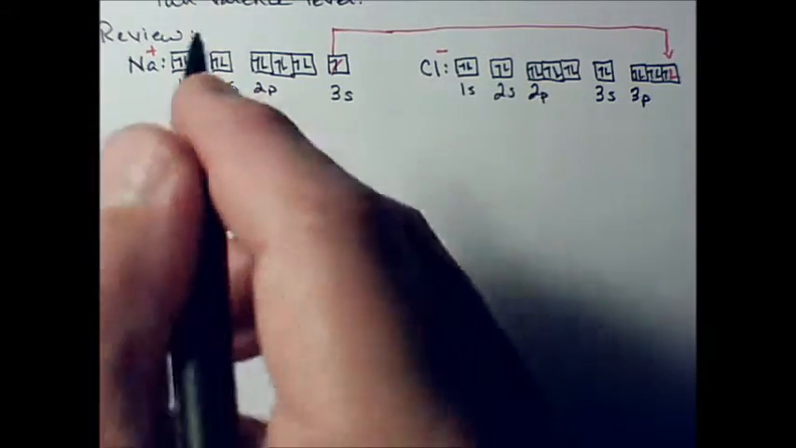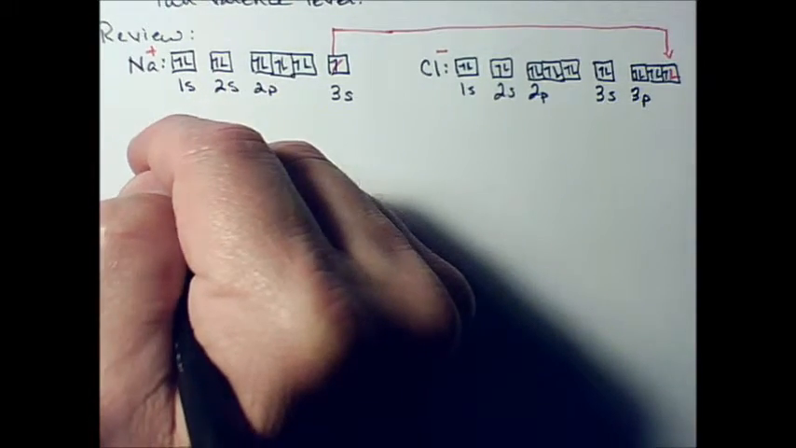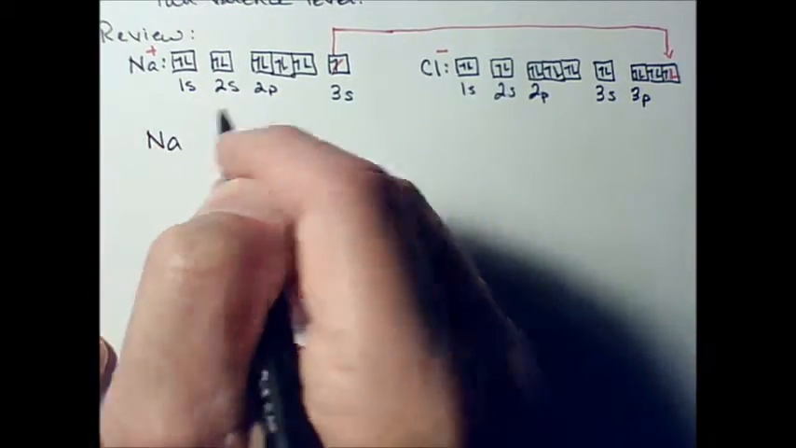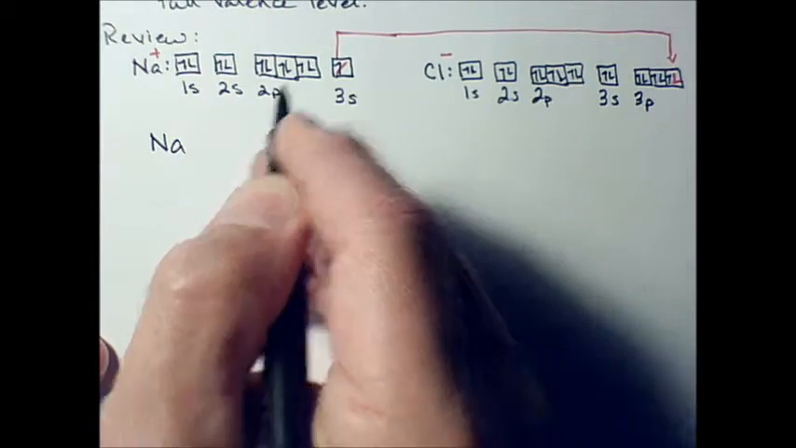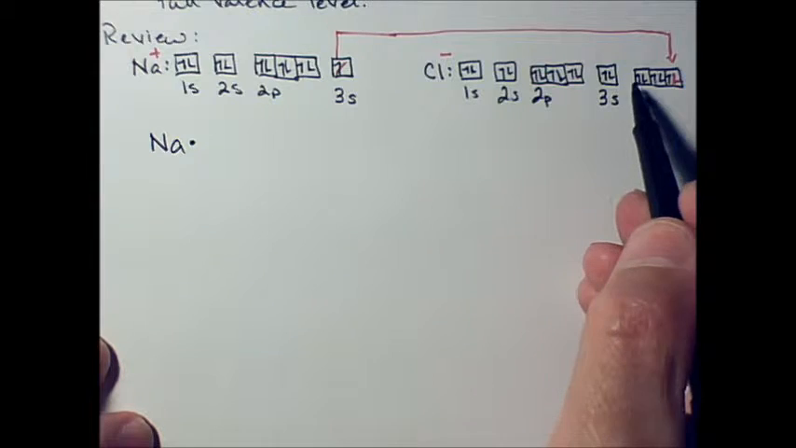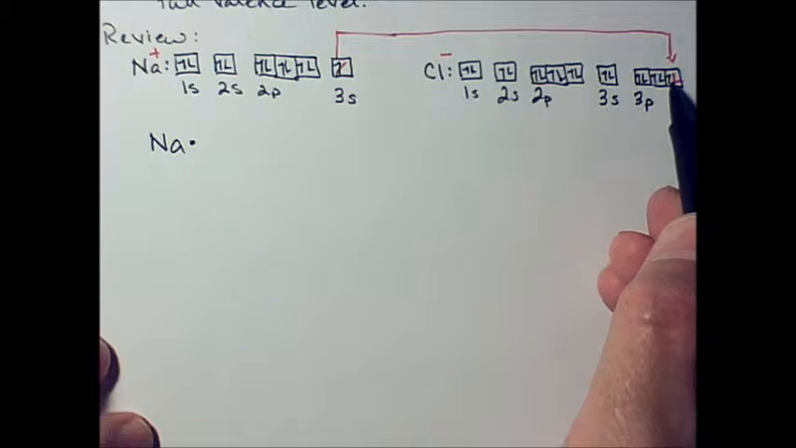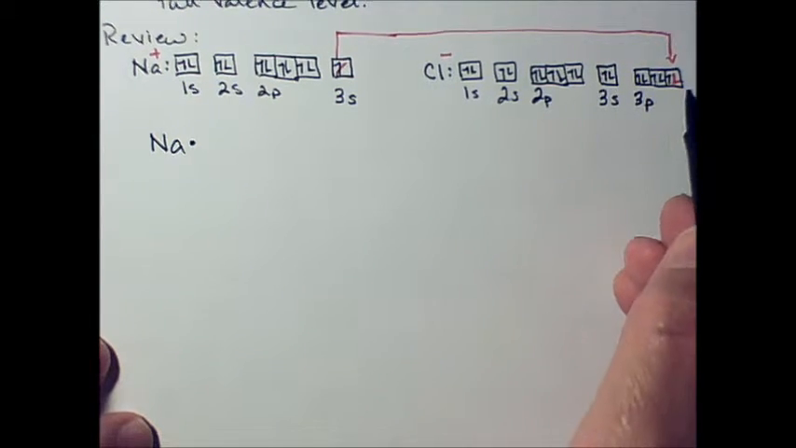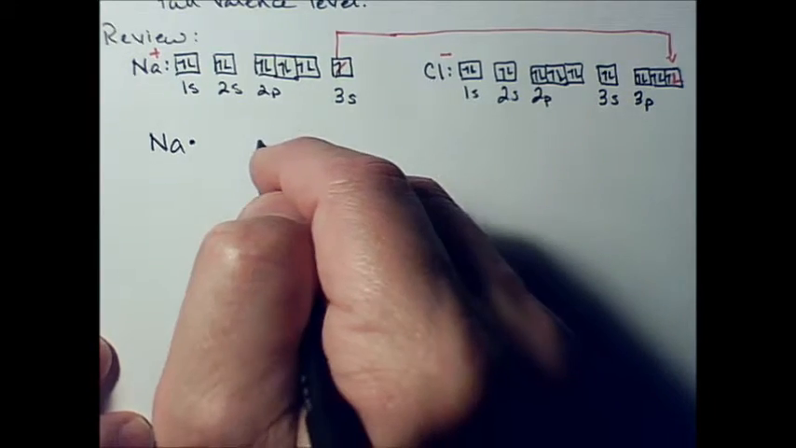Now, when we did electron dot notation for that, we showed sodium with just 1 valence electron. 1 dot. We showed chlorine with 1, 2, 3, 4, 5, 6, 7 valence electrons. This is before we put in an extra electron.